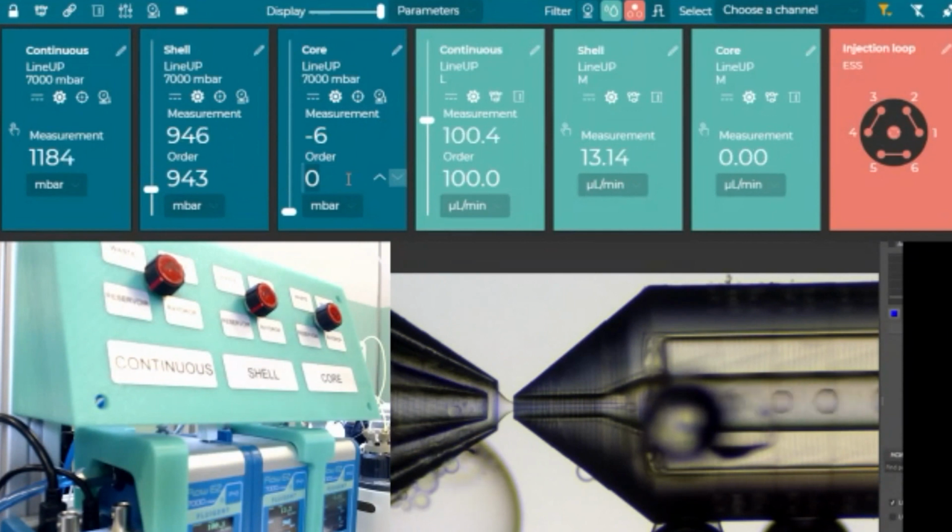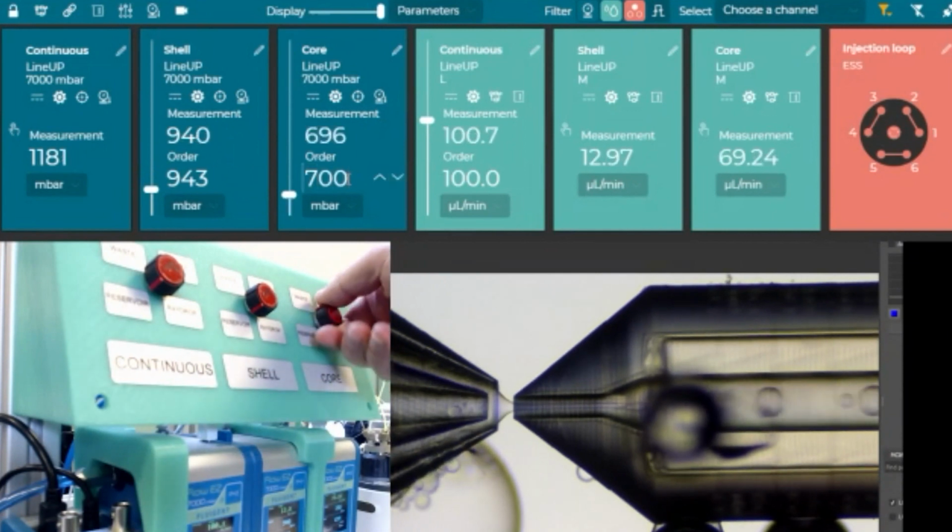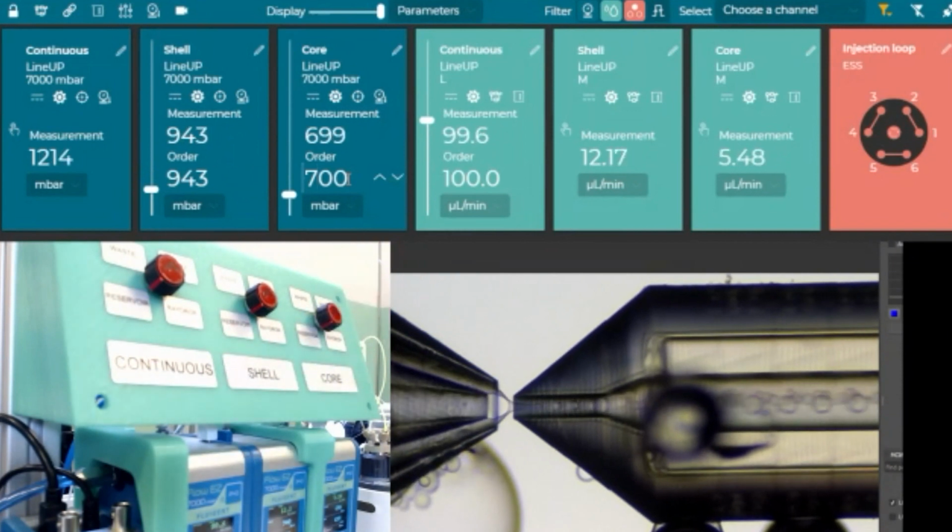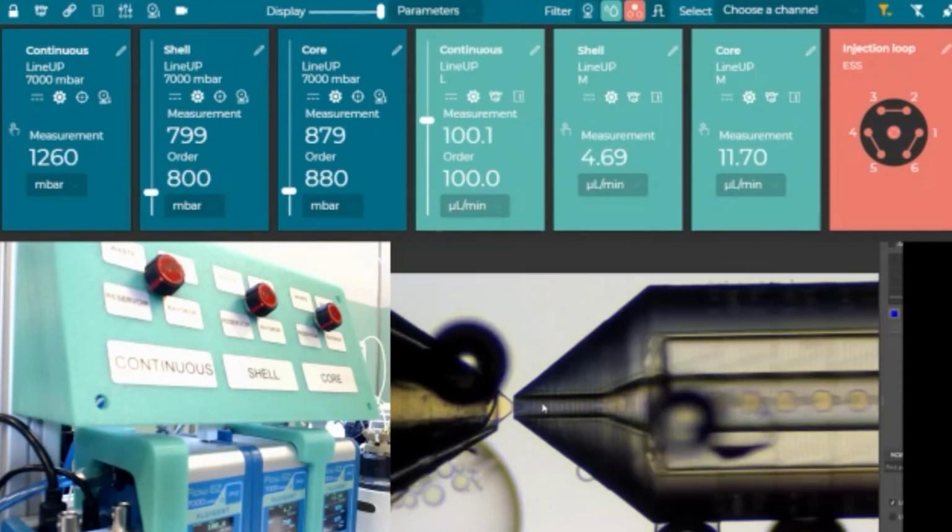We will now do the same for the core phase, and you can already see the production of double emulsion. Of course, it's not perfect at the moment because you have to adapt the flow rate of core and shell phase.